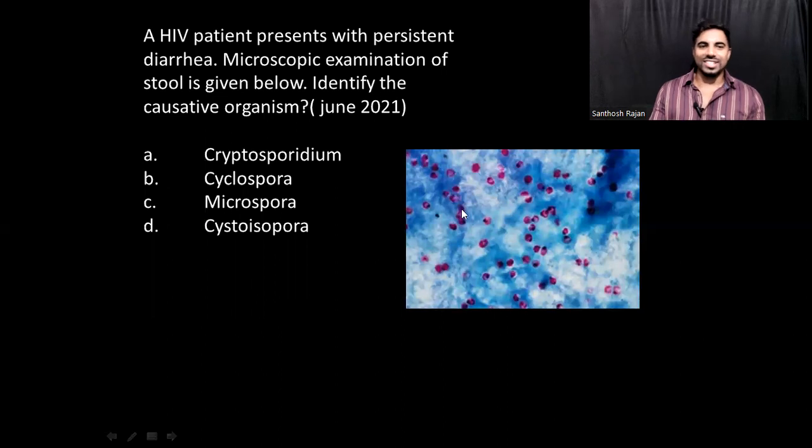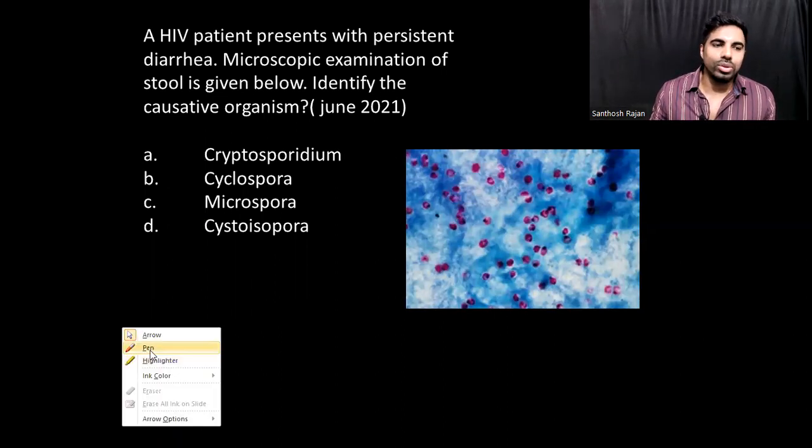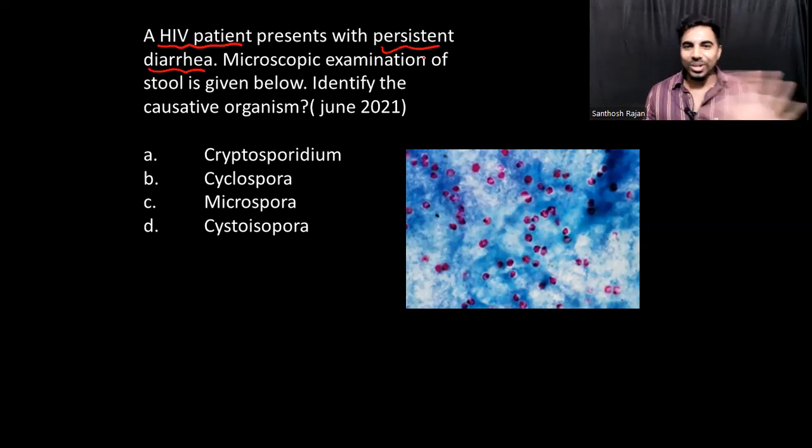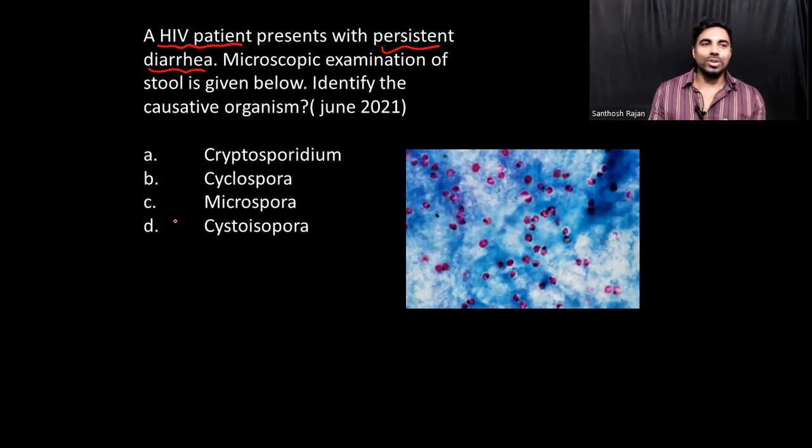Look at this one. This is another interesting one. Either the question or the picture is sufficient for you to answer everything. An HIV patient presents with persistent diarrhea. So what are you thinking? Without any option, you can tell. Which is the most common cause of diarrhea in an HIV patient? It's cryptosporidium.